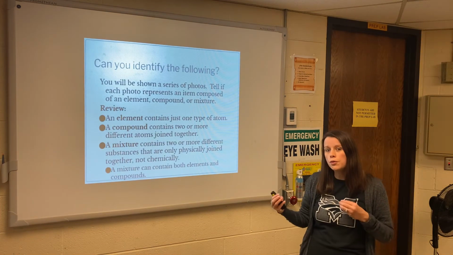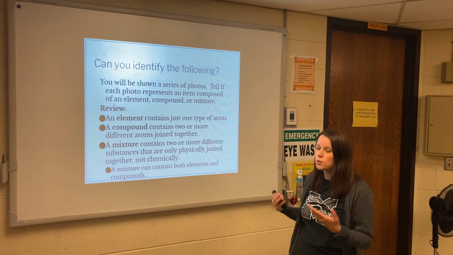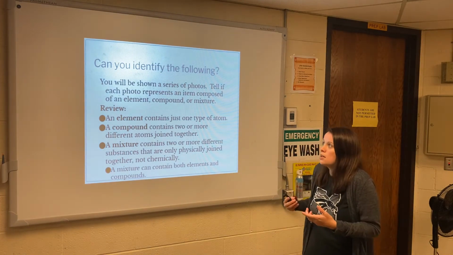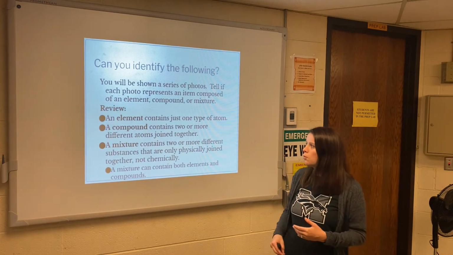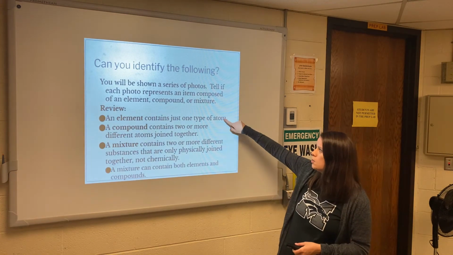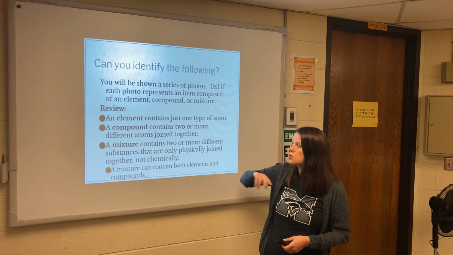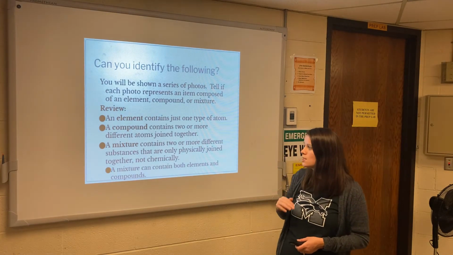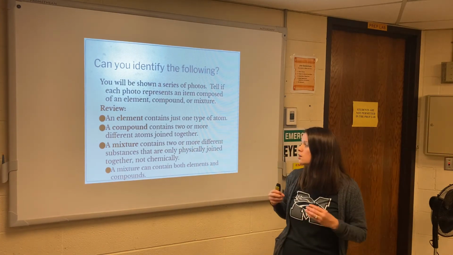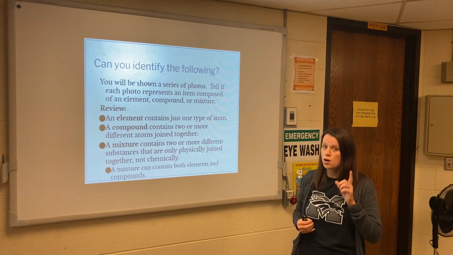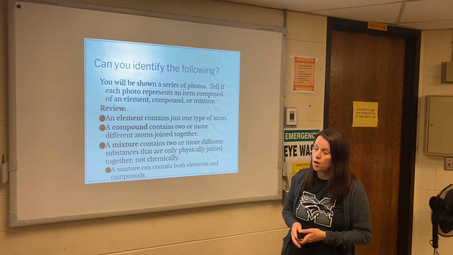Okay, so we're going to go through some examples here, and we are going to identify the problem. We're going to be showing a series of photos. Tell if each photo represents an item composed of an element, compound, or mixture. So just remember, an element contains just one type of atom. A compound contains two or more different atoms joined together, and a mixture contains two or more different substances that are only physically joined together, not chemically. And a mixture can contain both elements and compounds.